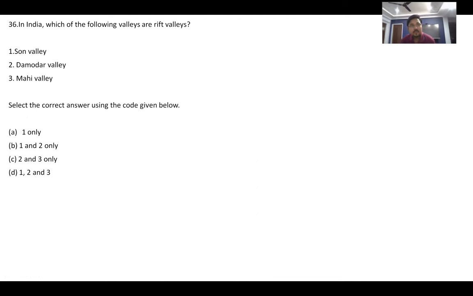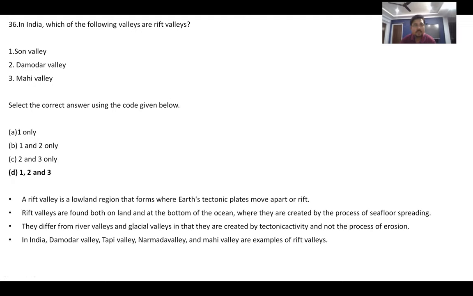Okay, next, which of the following valleys are rift valleys? Son Valley, Damodar Valley, or Mahi Valley. So here the correct option is all. A rift valley is a lowland region that forms where tectonic plates move apart or rift.